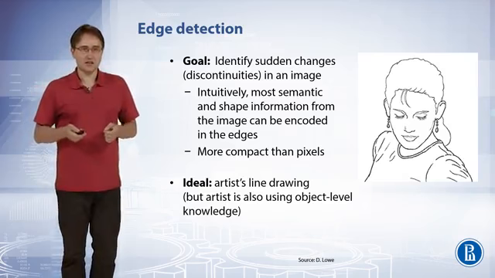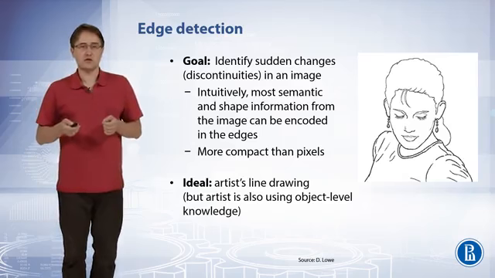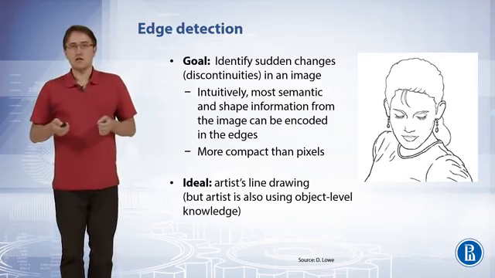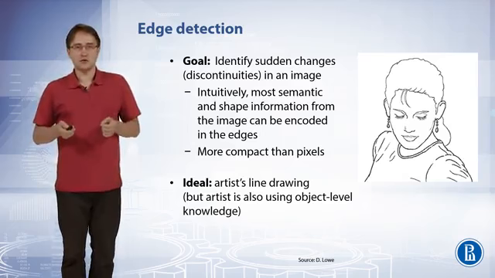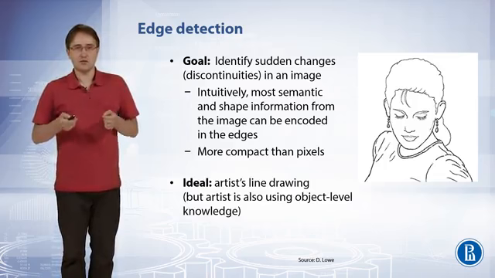The ideal result is the drawing of an artist, but artist uses object-level knowledge, and in image processing we rarely can use object-level knowledge. Now we will consider only basic algorithm without machine learning, but I will mention how the machine learning algorithm can be constructed for edge detection.